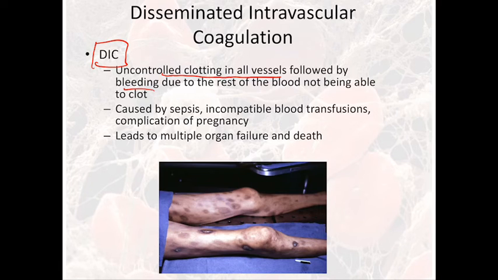So we use up all of our clotting factors, which then eventually clogs some blood vessels, leads to some broken blood vessels, and now since all of our clotting factors are used up, there's no way to clot blood when those breaks happen, and the person usually bleeds out, leading to multiple organ failure and death. This is caused by sepsis, which is a systemic infection. Also can be caused by blood transfusions or, in rare cases, complications of pregnancy.